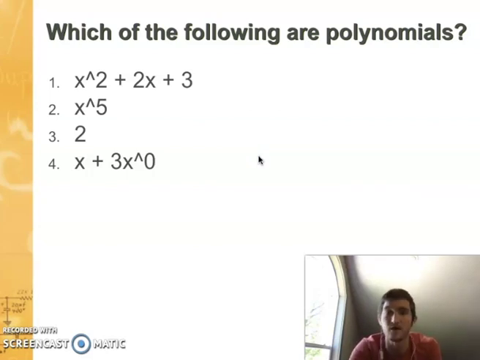All right, I hope you had a chance to pause the video and give these a try. Now let's jump into it. So the first one, x squared plus 2x plus 3, is going to be a polynomial because there's more than one term, right? You've got x squared, you've got 2x, and you've got 3, right? 3 different terms. Okay, now our second one is going to be considered a monomial.